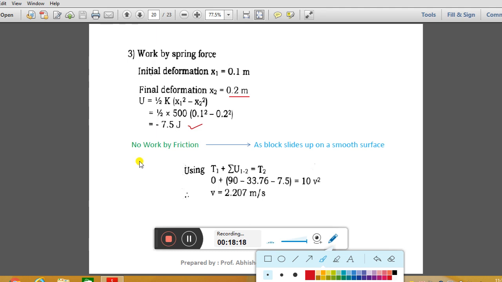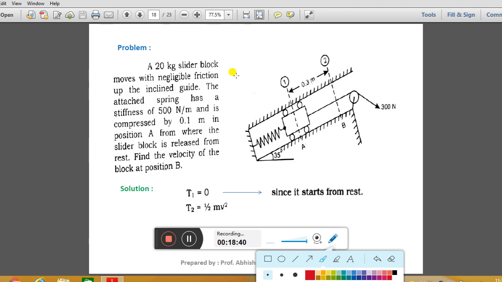Now there is no need to calculate the work done by the frictional force. Why? Because the block slides up on a smooth surface. Smooth surface means the friction is not there, so there is no need to calculate work done by the friction. In the problem it is given the friction is negligible, that means it is a smooth surface.